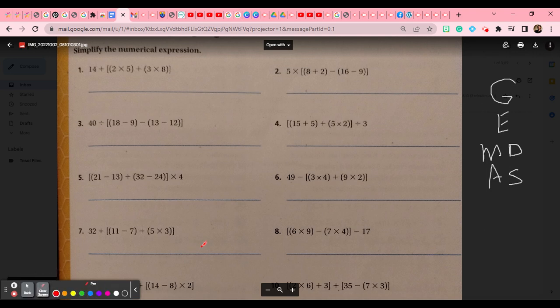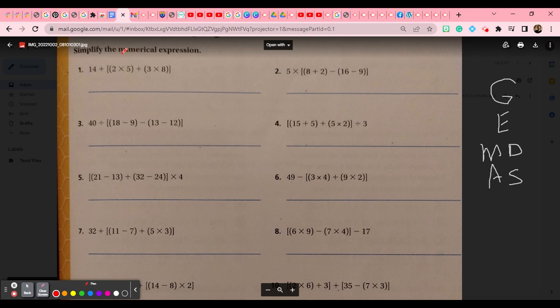Okay, so remember we go G, grouping, which is parentheses or brackets, E, exponent, MD, multiply divide, which have equal power, so we work left to right like we read. And then AS is for add, subtract. And once we've done everything else, we do those left to right because adding and subtracting also have equal power to each other.